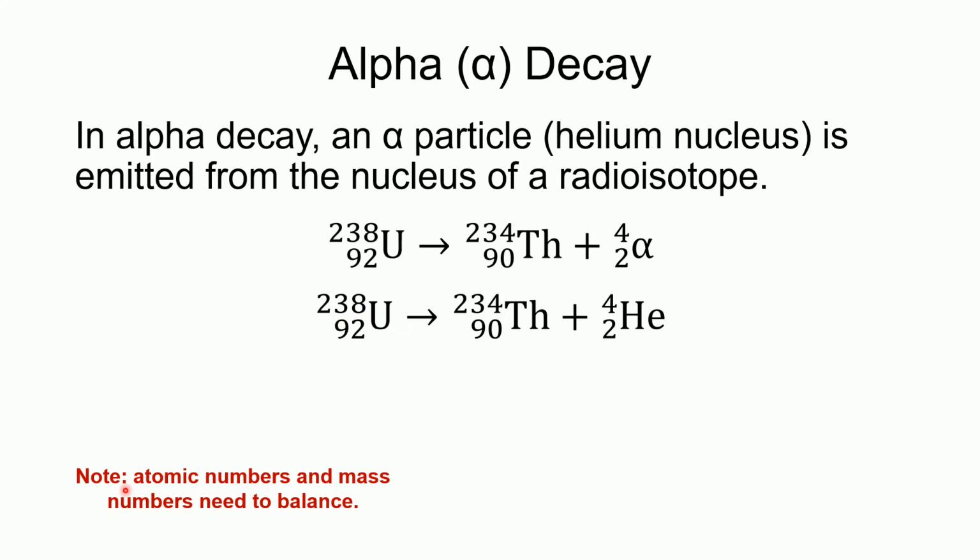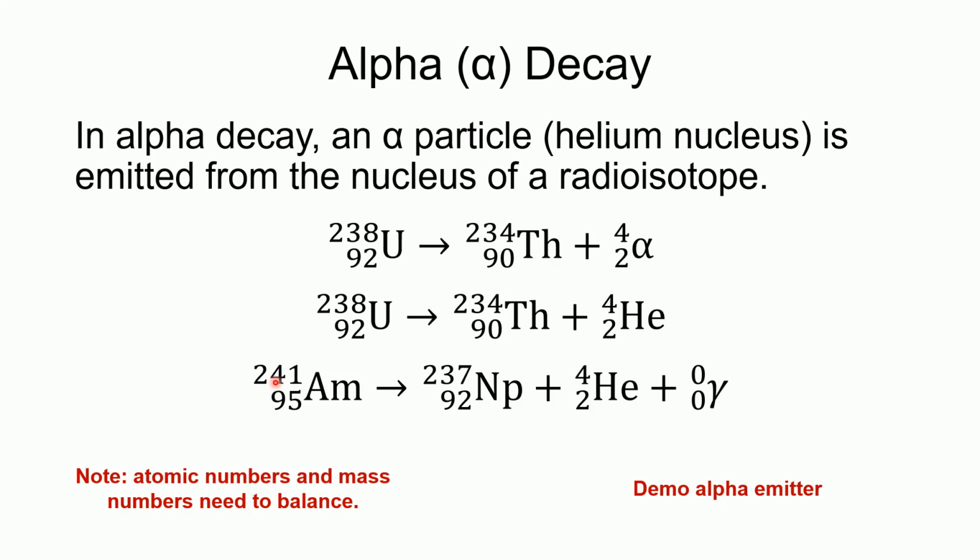So one note, the atomic numbers, which are the numbers along the bottom, have to add up on each side. So 92 is equal to 90 plus 2. And the mass numbers also have to add up. So the numbers along the top, 238 is 234 plus 4. And if those numbers don't add up, then something is wrong.